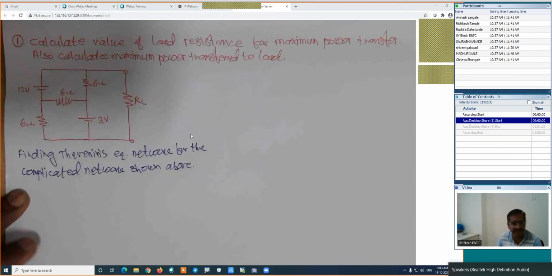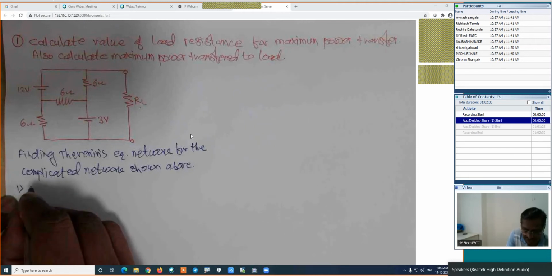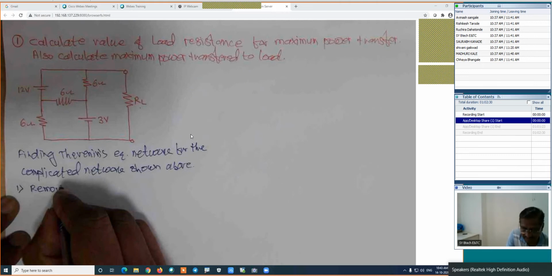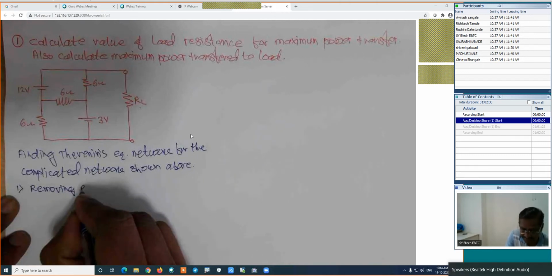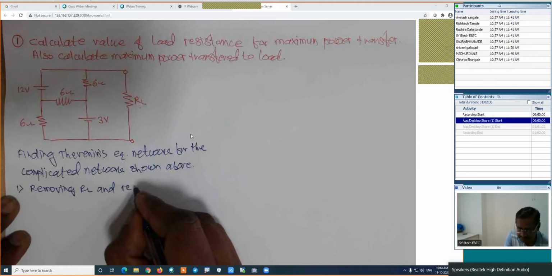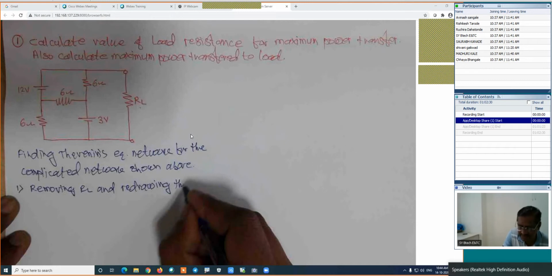Now for this case, what we will do, first we will remove the load resistance and then we will apply the Thevenin's theorem procedure. The first point in this case: removing the load resistance and redrawing the same circuit, we get the same figure.